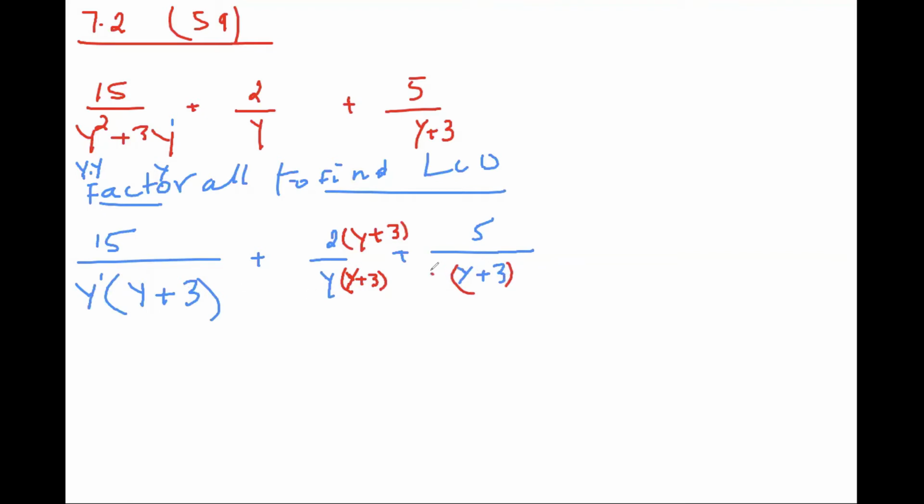So this one is missing the y. So if we times this by y, we're going to times the top by what? Y. Exactly. Whenever you multiply a fraction by something, make sure you do that to both the top and the bottom. See now, that's the LCD. So all of them have the same thing. So the LCD is basically y and y plus 3.